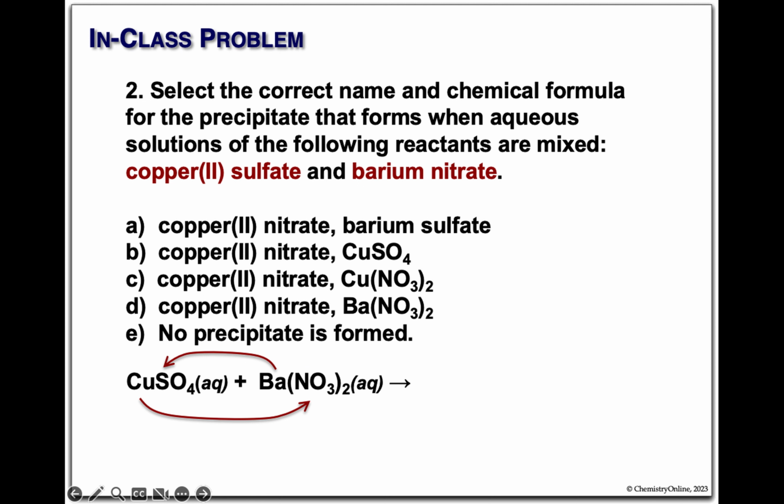Products of the reaction will be copper nitrate, which of course all nitrates are soluble, and barium sulfate, which is a classic insoluble. A is the correct answer, copper 2 nitrate, and barium sulfate as our precipitate. Any questions?